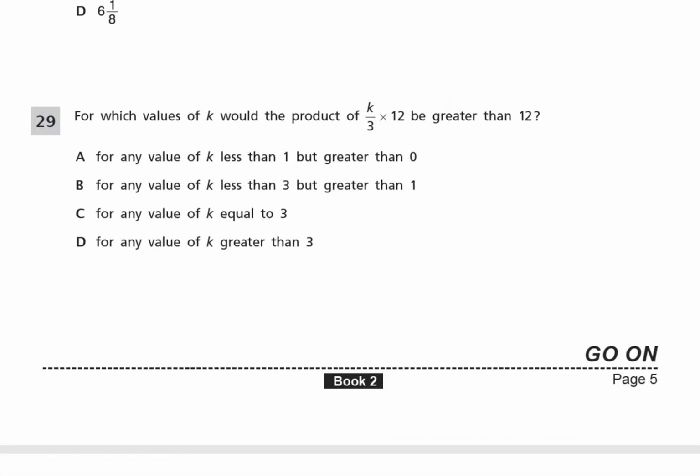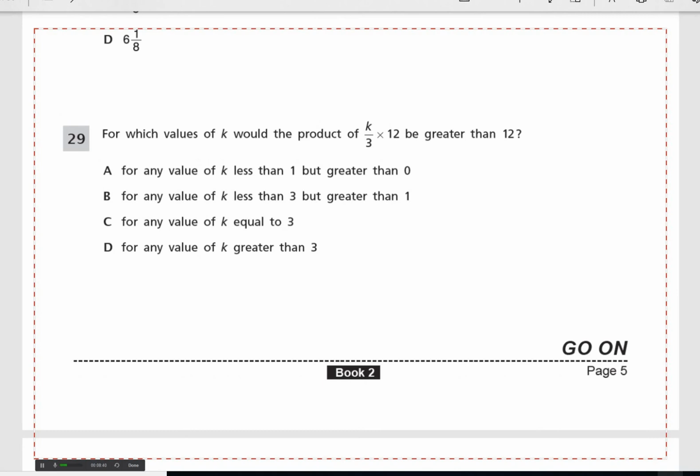Okay, for which values of k would the product of k over 3 times 12 be greater than 12? So you want it to be greater than 12, right? Meaning this number has to be greater than 1. Otherwise, if it's not greater than 1, it will make the 12 smaller. So let's take a look. It cannot be less than 1 because it will be too small.